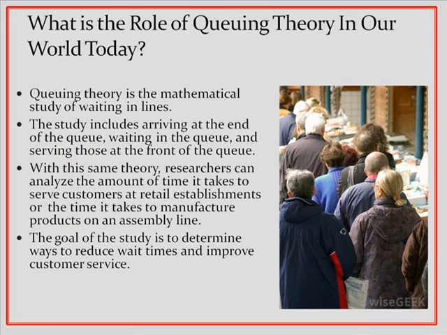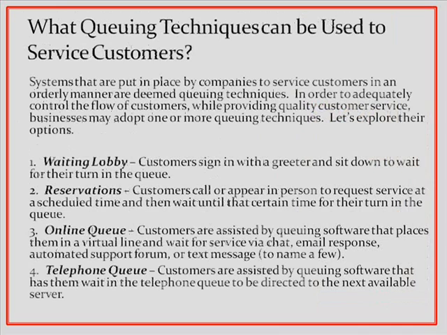So what is the role of queuing theory in our world today? Queuing theory is a mathematical study of waiting in lines. The study includes arriving at the end of the queue, waiting in the queue, and serving those at the front of the queue. With the same theory, researchers can analyze the amount of time it takes to serve customers at retail establishments or the time it takes to manufacture products on an assembly line. The goal of the study is to determine ways to reduce wait times and improve customer service.